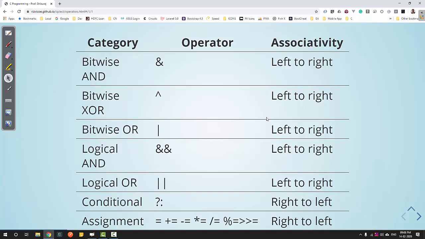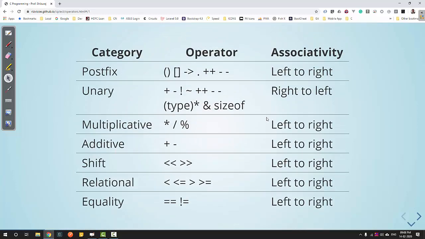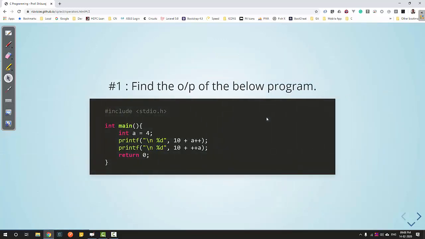Now once we memorize this, then we can start solving complex problems related to the operators in C programming. So let us take it one by one. The first problem: you will get these types of problems in your examinations, where you will be given a simple program with some operators, and you will have to find out the output of the program. So let us begin.